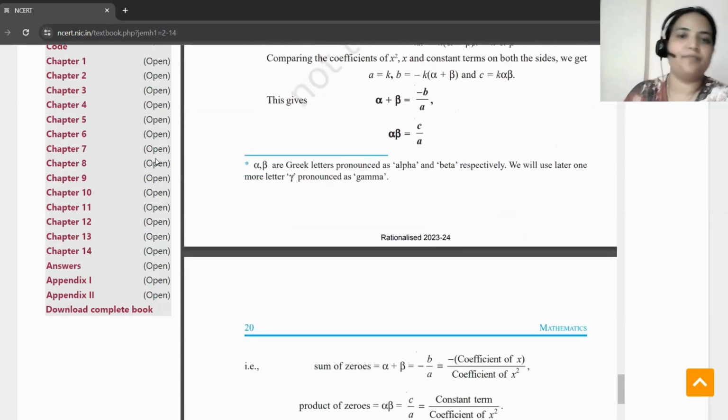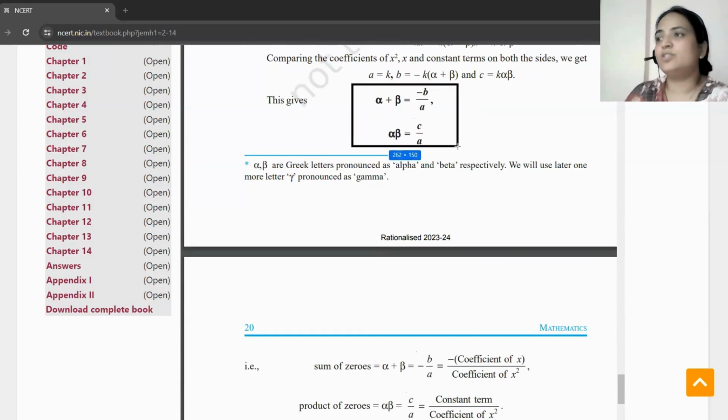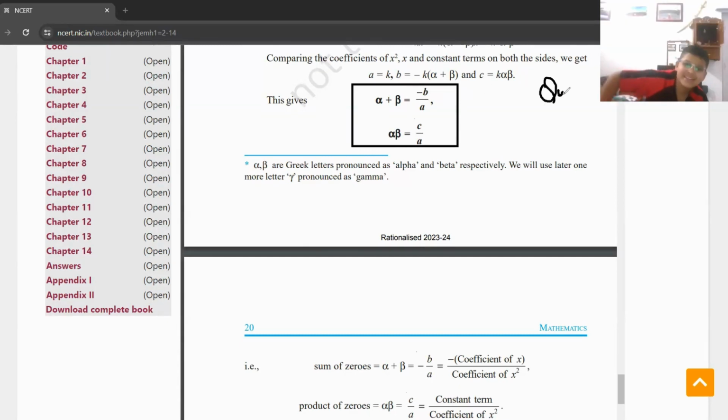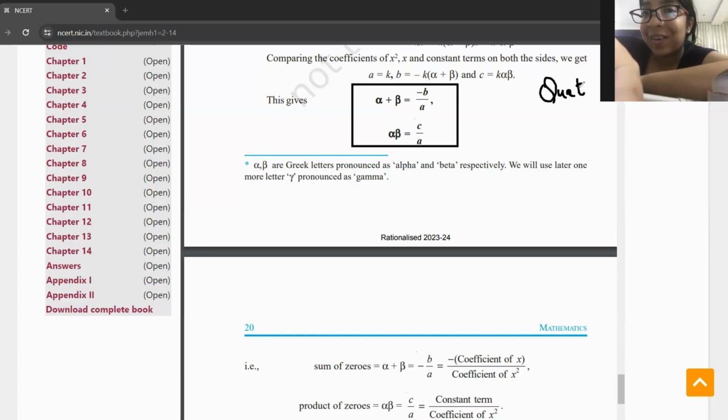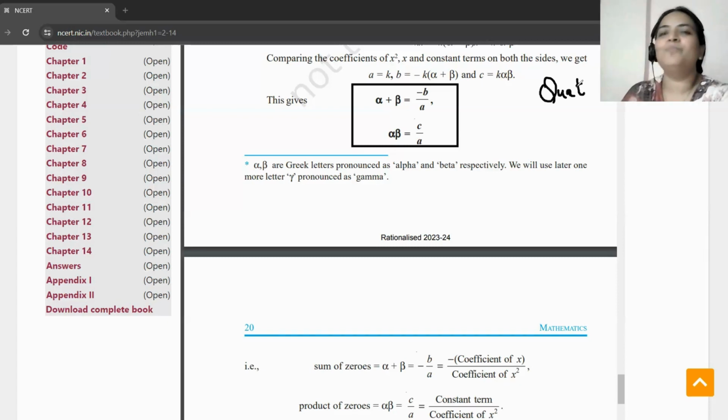This you have to note down. How did you get this? This is not in your syllabus. Alpha plus beta. What is this alpha beta? From where has this come? Before this it wasn't there. So let me tell you. Ma'am, these are Greek letters. Yes, I am telling you now.